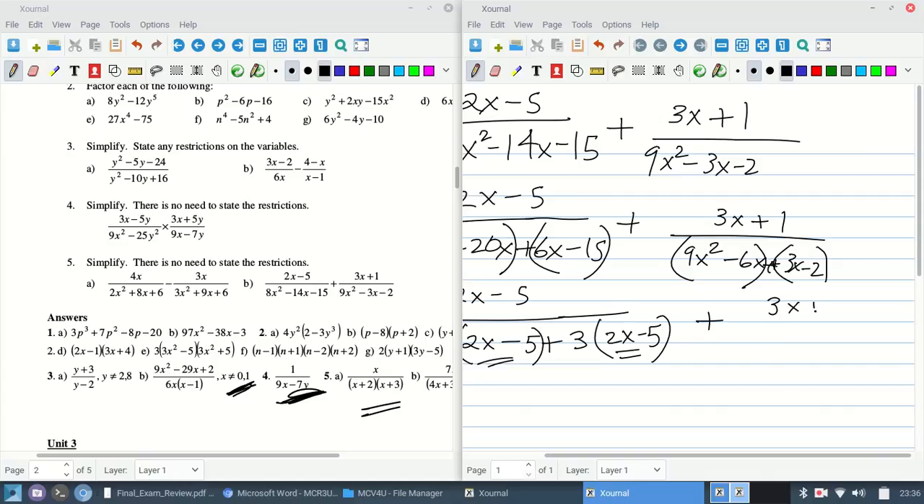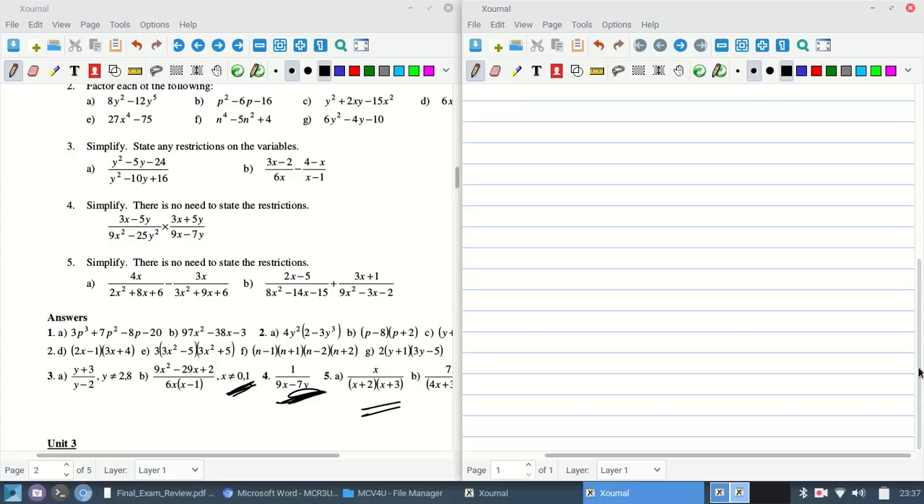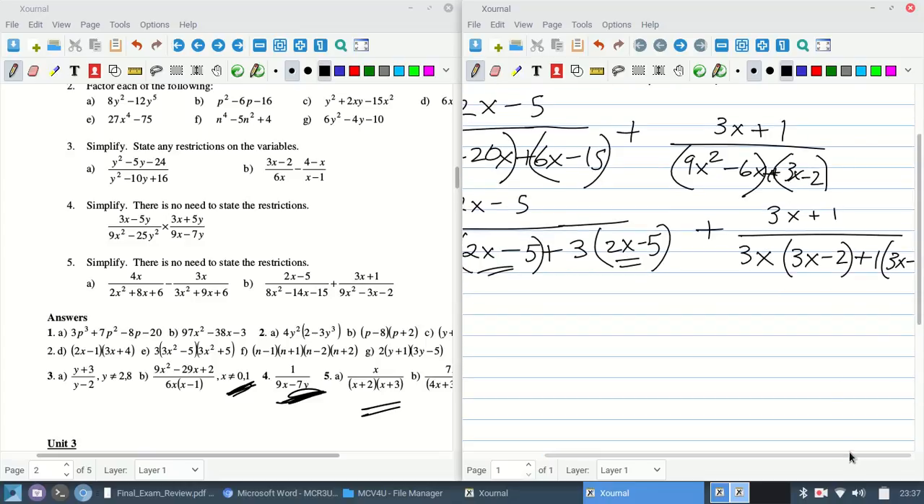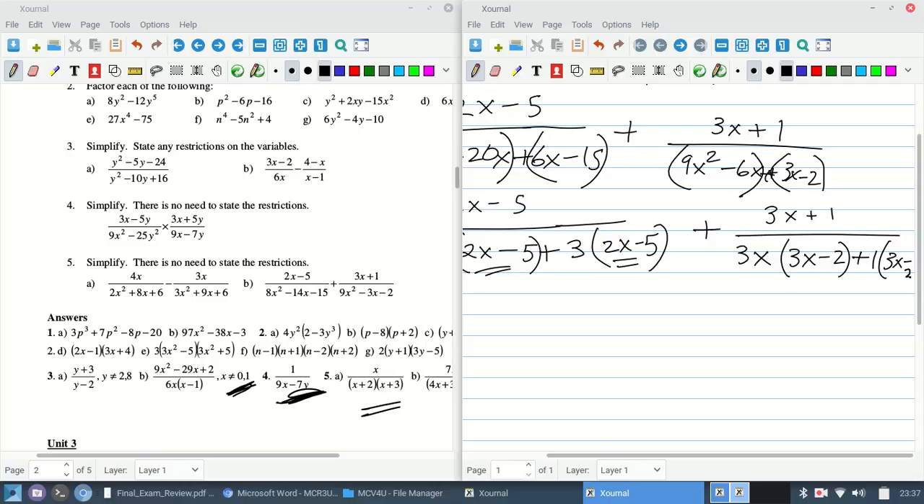And I do 3x plus 1 all over. And I can factor out 3x. Okay. And yeah, so I end up getting 3x, and it's going to be 3x minus 2 plus 1 times 3x minus 2. I lost you. Okay. Believe me, that's 3x minus 2.